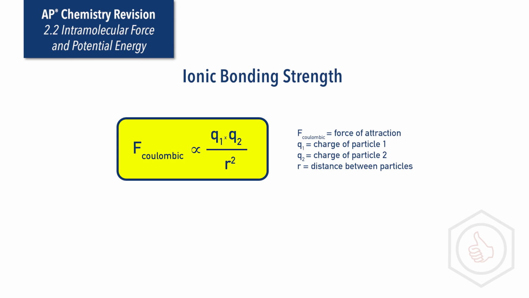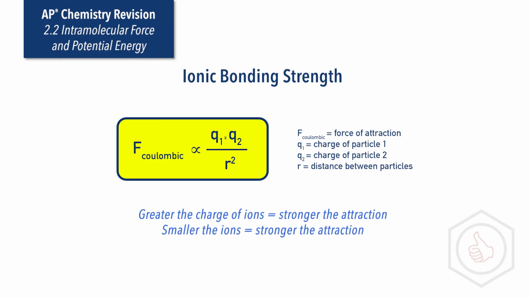Coulomb's law shows us that in an ionic compound, the greater the charges of the ions, the stronger the attraction between them. And the smaller the ions, so the smaller the ionic radii, the stronger the attraction between them as well. This helps explain why lattice energy in ionic solids increases with higher charges and smaller ions, but that's covered in more detail a little bit later in the course.